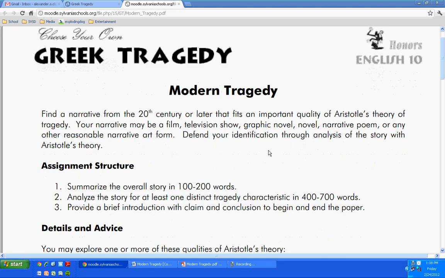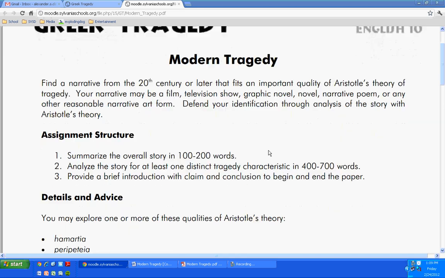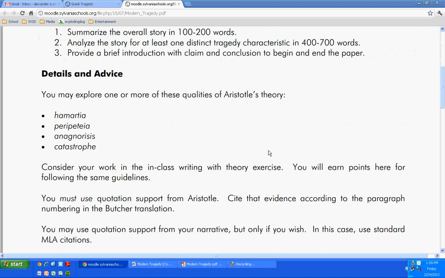So here's your assignment. I want you to find a narrative. Notice that's about as specific as I've been. A narrative could be a book, it could be a play, it could be a video game, it could be a movie, a television show, a cartoon. It could be a picture book. Find a narrative from the 20th century or later, so something from recent history, that fits an important quality of Aristotle's theory of tragedy. Defend your identification through analysis of the story in Aristotle's theory. And basically, you're looking for one of those.